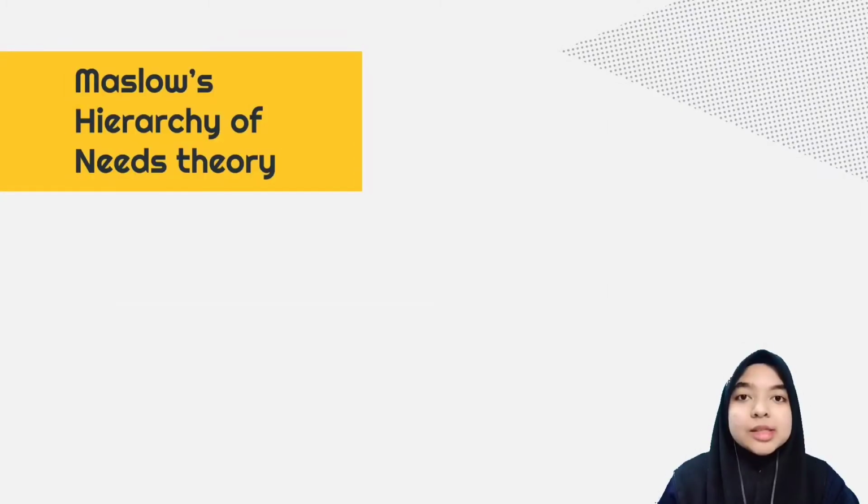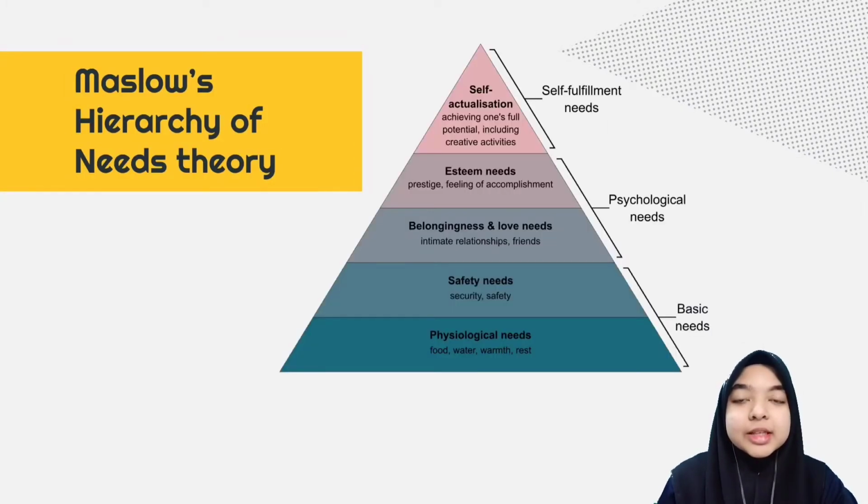theory. Maslow's hierarchy of needs is represented in a triangle form, in which the lowest level is physiological needs, followed by safety needs. The third level is belongingness and love needs, followed by esteem needs, and the highest one is self-actualization. All of these 5 levels are classified into 3. First is basic needs, psychological needs, and the highest one is self-fulfillment needs.